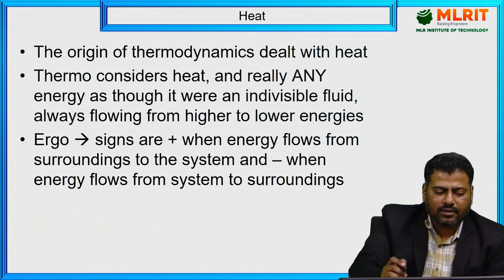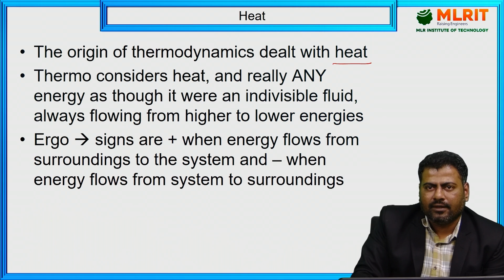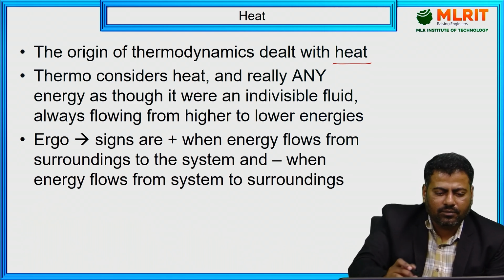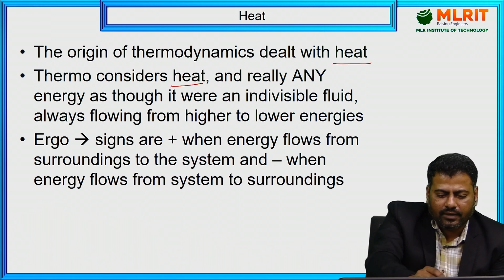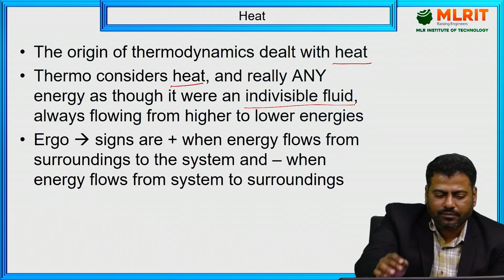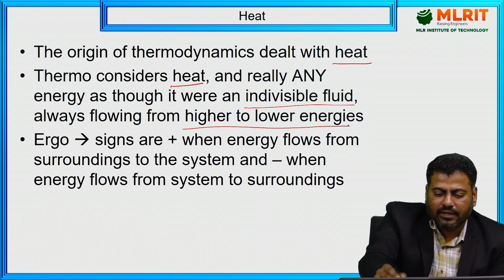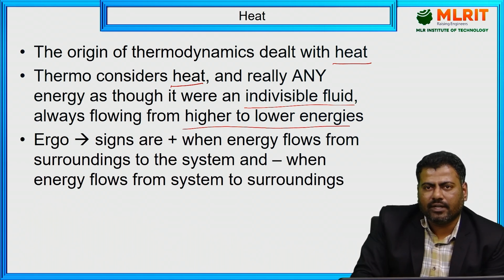See, listen here. The origin of thermodynamics deals always with heat, right? Heat is a form of energy, and it depends upon the change in the temperature of the system. Got it? So thermodynamics considers heat, and really any energy, as though it were an indivisible fluid, and it allows it to flow from higher to lower energies always. That is what we have with respect to the spontaneous process, right? So this is what we call heat energy, which always flows from higher to lower energies, right?